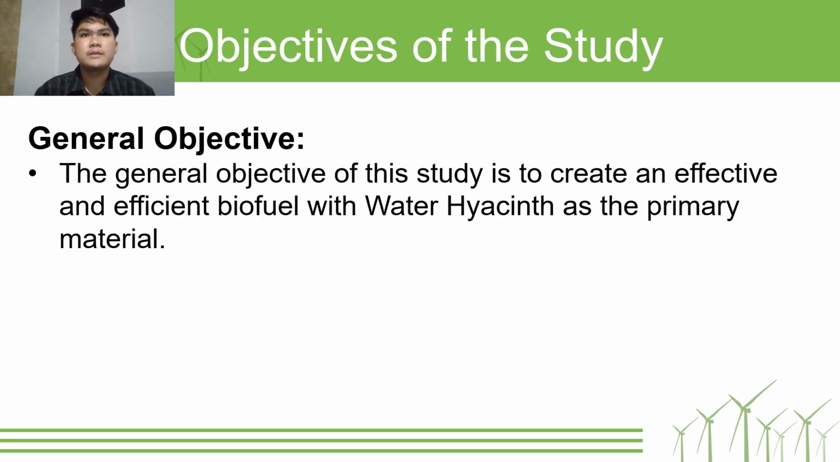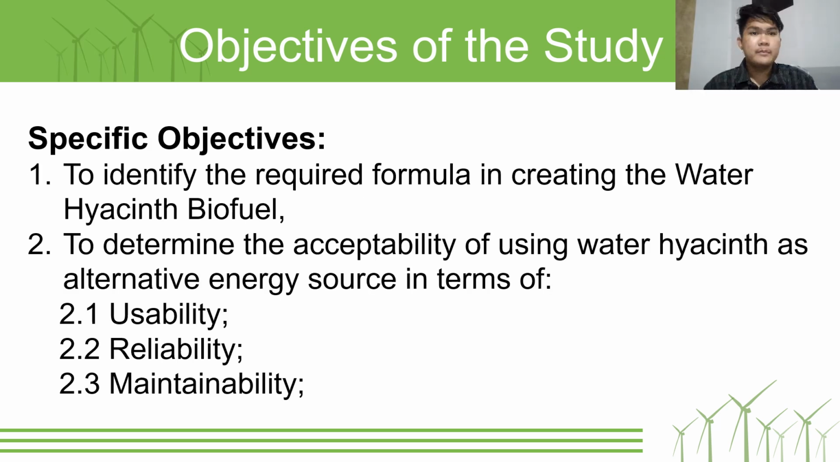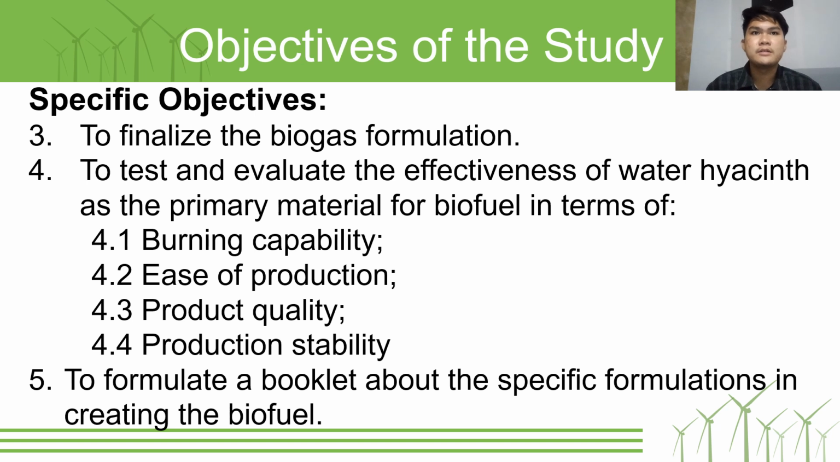Moving on to the objectives of the study. For the general objective, it is to create an effective and efficient biofuel with water hyacinth as a primary material. For the specific objectives, first, to identify the required formula in creating the water hyacinth biofuel, to determine the acceptability of using water hyacinth as alternative energy source in terms of usability, reliability, and maintainability. Next, to test and evaluate the effectiveness of water hyacinth as a primary material for biofuel in terms of burning capability, ease of production, product quality, and production stability. And last, to formulate a booklet about the specific formulations in creating the biofuel.